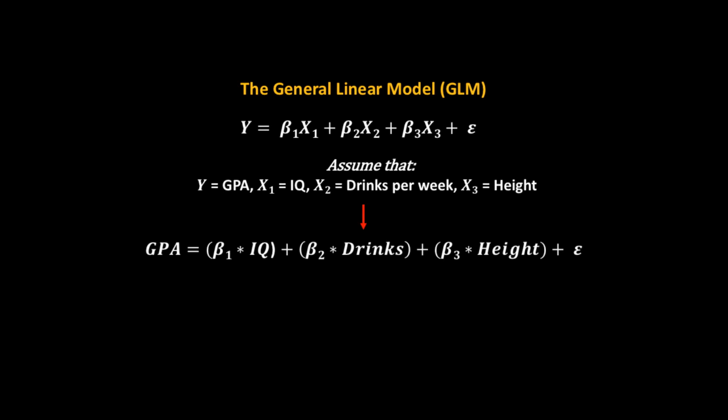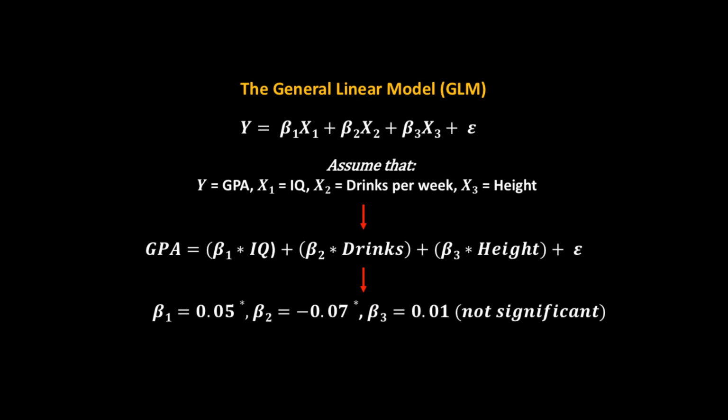So we're going to give relative weights to each of these variables to try to best explain somebody's GPA. Those are our beta weights. And let's say that we found that for IQ, each IQ point, their GPA goes up by 0.05 on average. Number of drinks, it goes down by 0.07. And for height, maybe it's 0.01. But we're also measuring whether each of these is statistically meaningful, right? Is it significant? So in this case, intuitively, it might make sense that IQ and drinks per week somehow contribute to GPA, but height doesn't, let's just say.